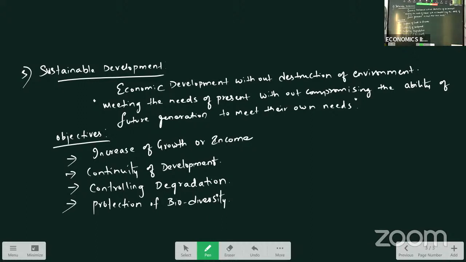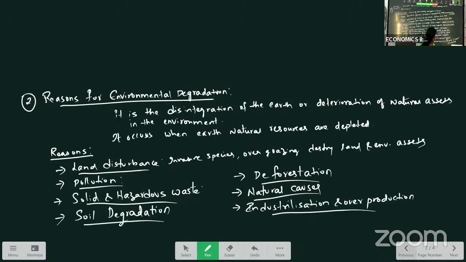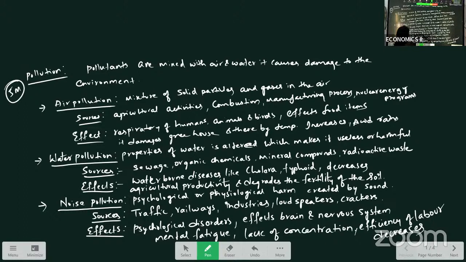Next, we will do our VSAQs. Only the important VSAQs I am going to explain here. So from this chapter, prepare these three 5-mark questions. One is pollution and its types. You should write three types of pollution, their sources and effects.